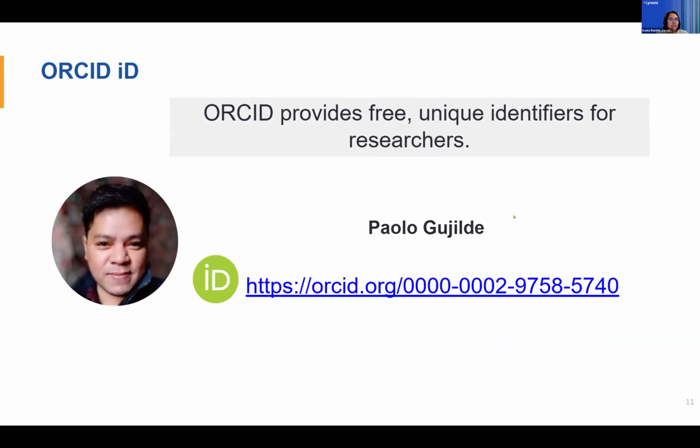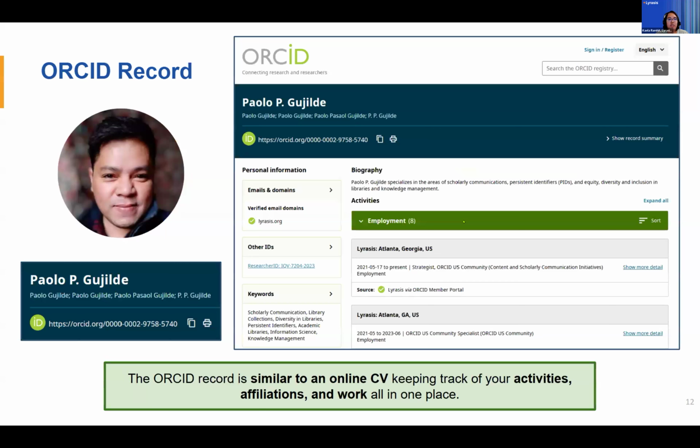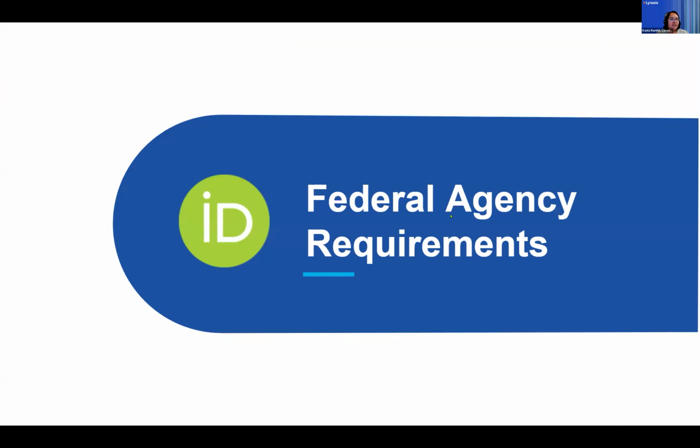I mentioned that ORCID ID. It is that free unique identifier for researchers and contributors. It is a 16-digit number, and you'll see this example here, Paolo's ORCID ID. You'll see it looks like a link, and that's because it is. If you click on that link, it brings you directly to his ORCID record, which is similar to an online CV, which keeps track of activities, affiliations, and all of your work in one place. So that was a very, very brief intro to ORCID, and I will now pass things on to Carly to give us information about federal agency requirements.